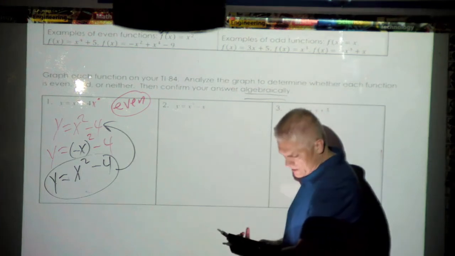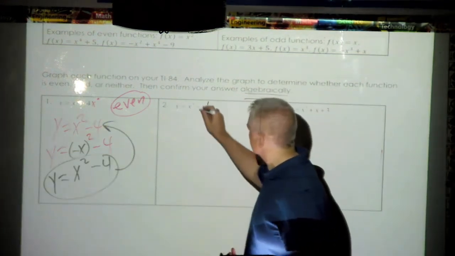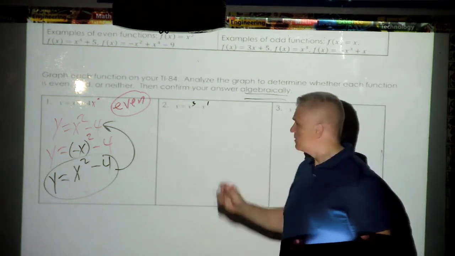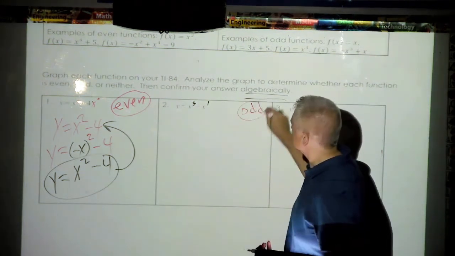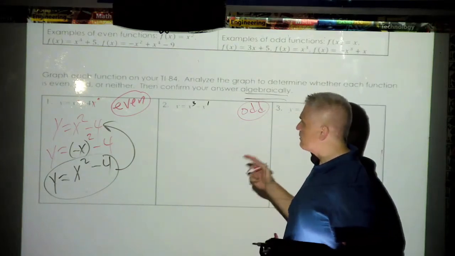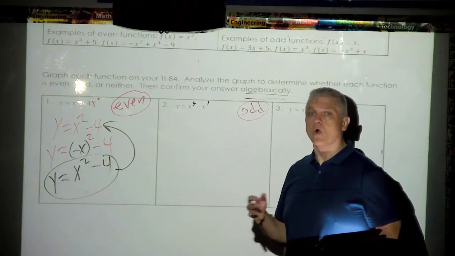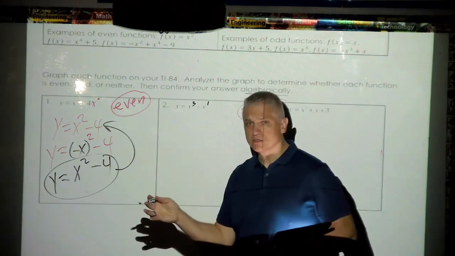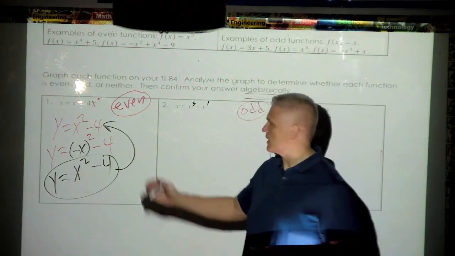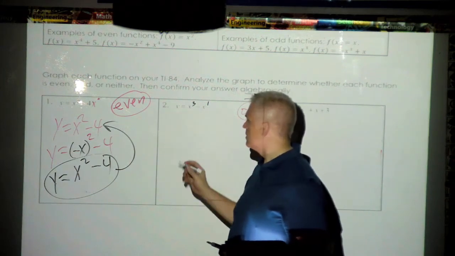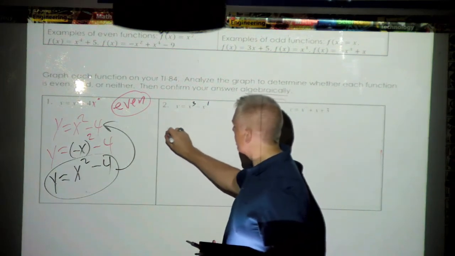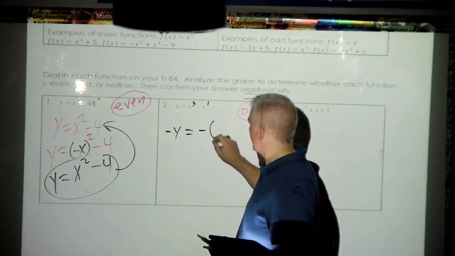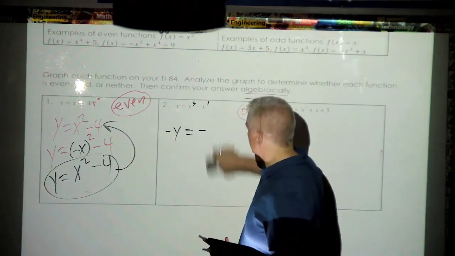Okay, let's look at the second one, x to the third minus x to the first. Both of these exponents are odd, so I'm going to say this is an odd function. That was easy. Odd functions are symmetric to the origin, so I need to change the sign of x and y and see if I go back to the original right here. So I'm going to change the sign of y, and I'm going to change the sign of x. Let me put that in parentheses.